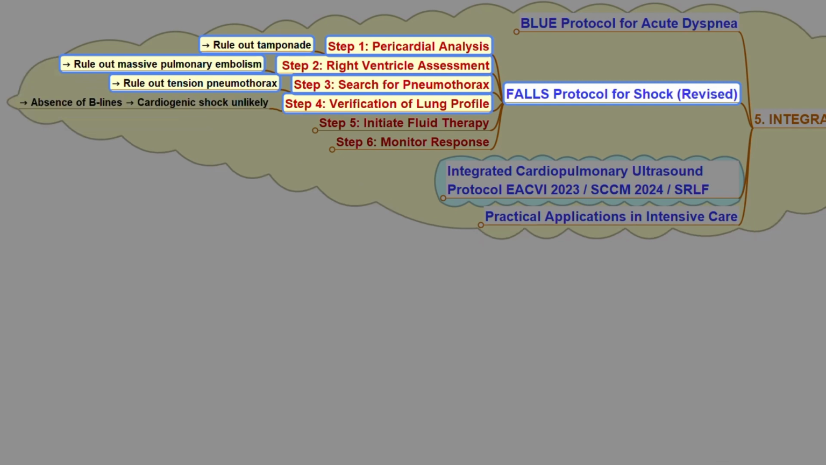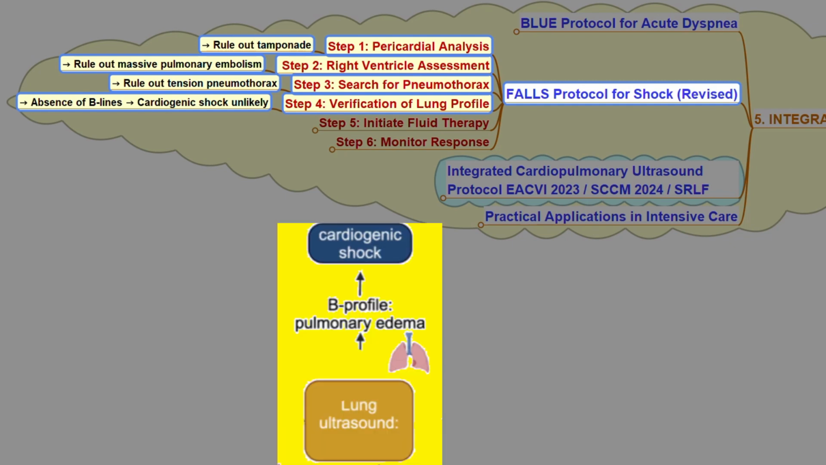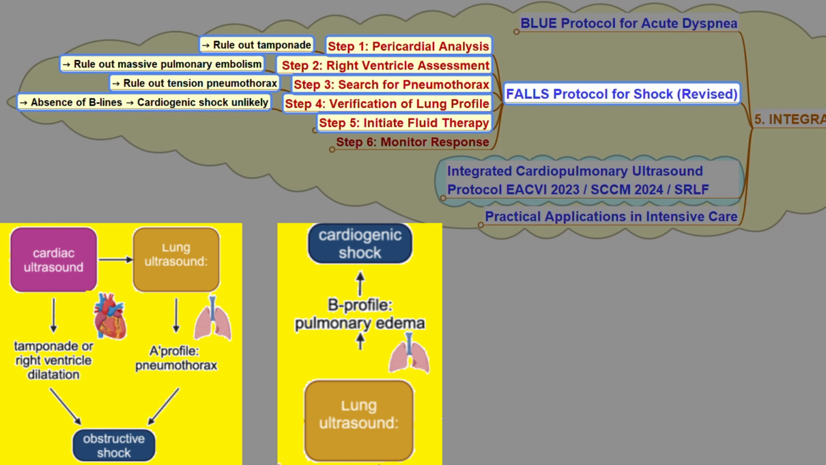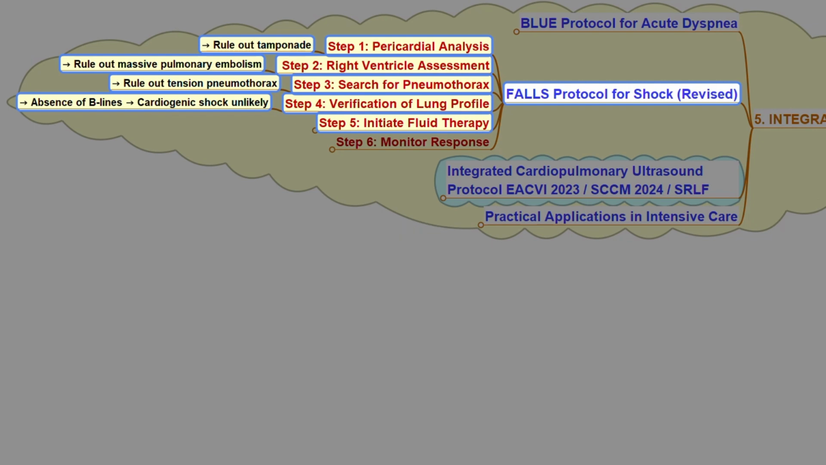Then we can move to the fourth step, looking for the B lines or the lung profile. The absence of bilateral B lines makes cardiogenic shock unlikely. And here we can initiate fluid therapy. Since there is no congestion or obstruction, we will monitor the response to fluids.